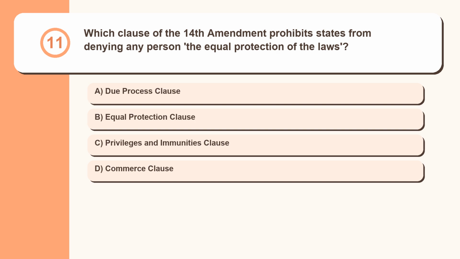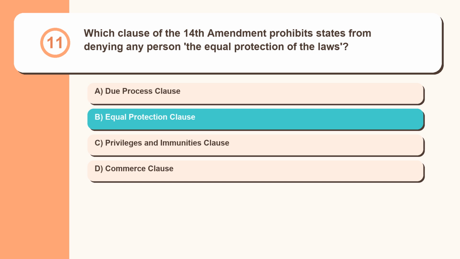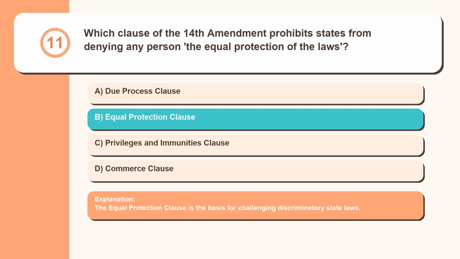Question 11. Which clause of the 14th Amendment prohibits states from denying any person the equal protection of the laws? Due Process Clause, Equal Protection Clause, Privileges and Immunities Clause, Commerce Clause. The Equal Protection Clause is the basis for challenging discriminatory state laws.